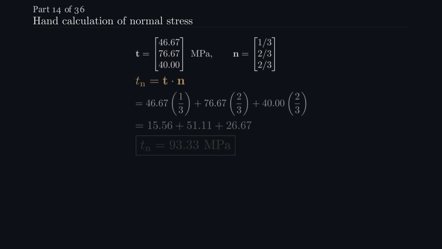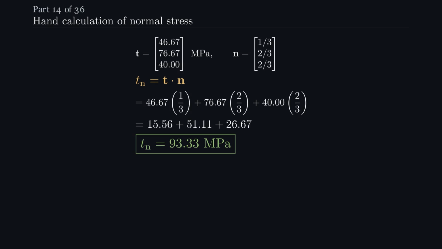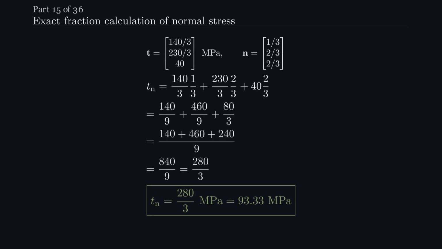Using the traction vector and the plane normal, compute the scalar normal stress by a dot product. The three terms are 15.56, 51.11, and 26.67 megapascals. The scalar normal stress is 93.33 megapascals. The exact fraction calculation avoids rounding. Substituting the exact traction components gives 140 over 9 plus 400 over 9 plus 80 over 3. After converting the last term, the result is 280 over 3 megapascals.